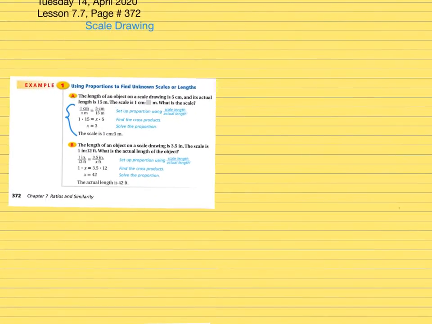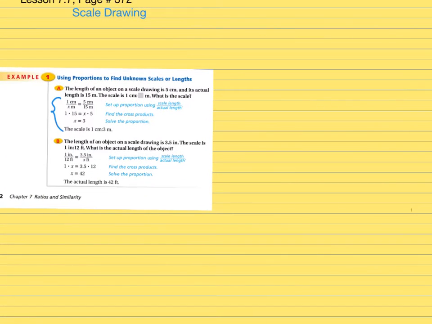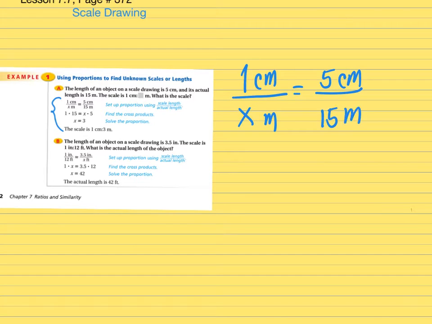Right? Let's do it. 1 centimeter equals x meters, because this is the value that we don't know, but we know that our drawing is equal to 5 centimeters and the actual length of the figure is 15 meters. So you see, the idea is to match meters and meters, centimeters and centimeters. That's the main idea. So then once you have it, you need to do cross multiplication.